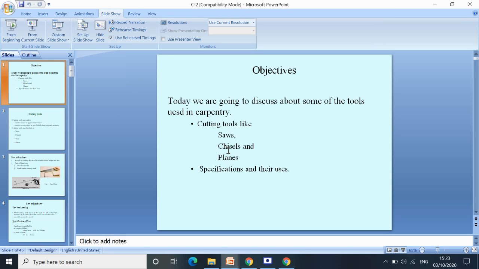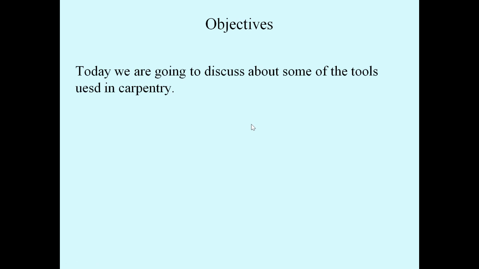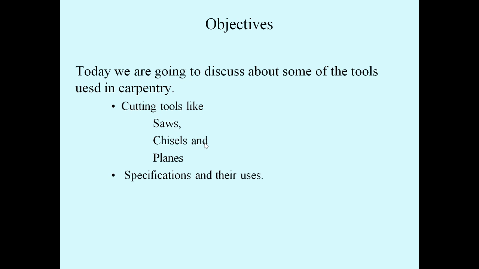And now we are going to discuss the cutting tools. What are the cutting tools used in carpentry? We are going to discuss now. They are cutting tools like saws, chisels, planes, and their specifications and uses. So these are the cutting tools used in carpentry.